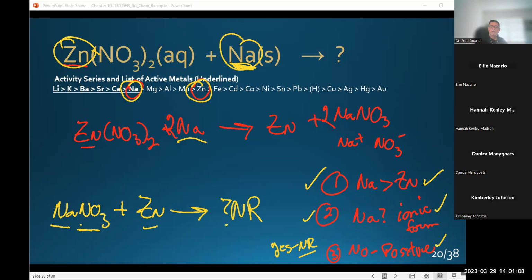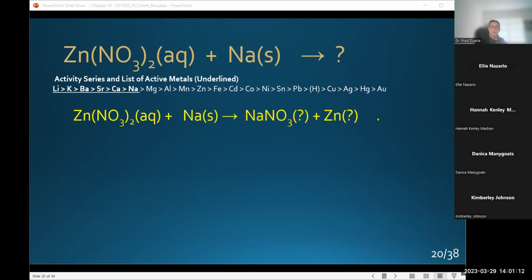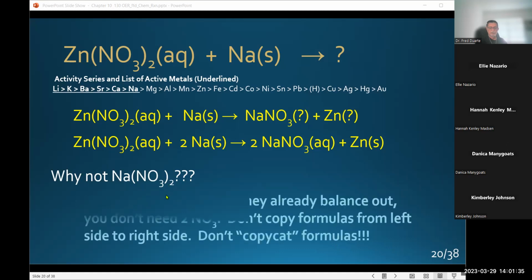All right, so we have the reaction here and we balanced it out. Obviously, we wouldn't write it Na with 2 nitrates. Again, that infers that sodium is a +2, and it can't be a +2. Sodium is a group 1A element. It only has 1 valence electron. So that formula wouldn't work, okay?